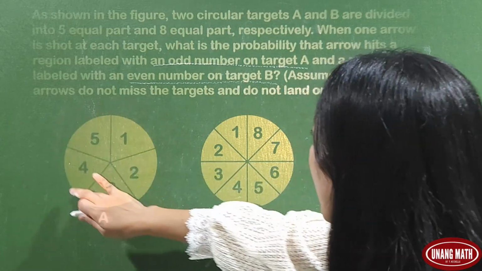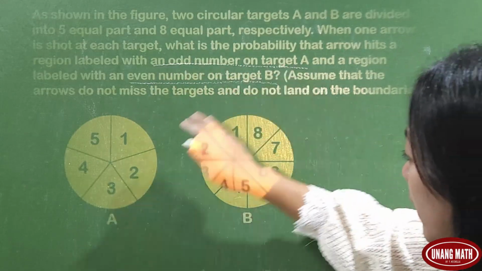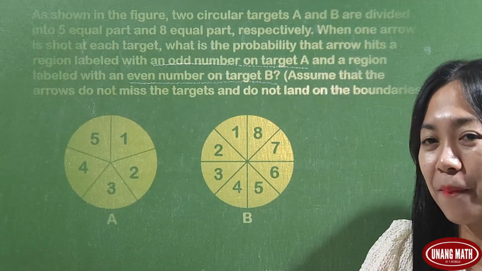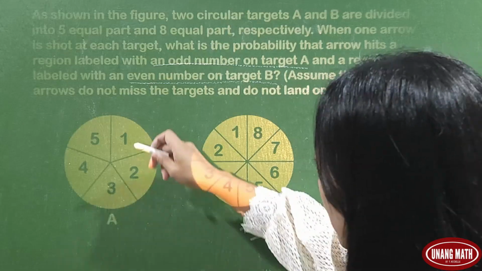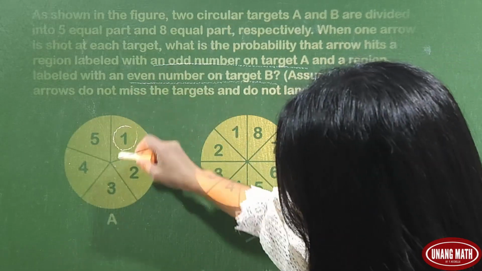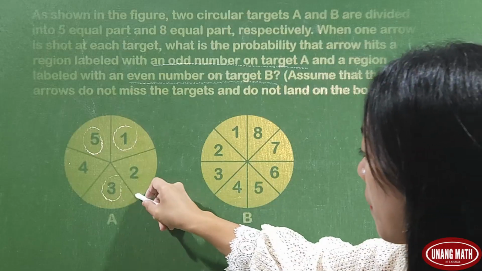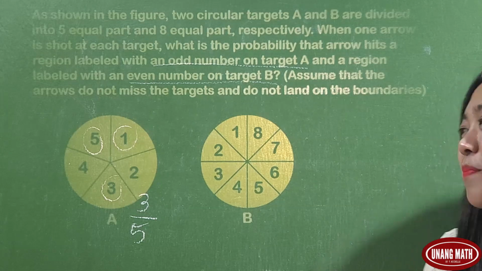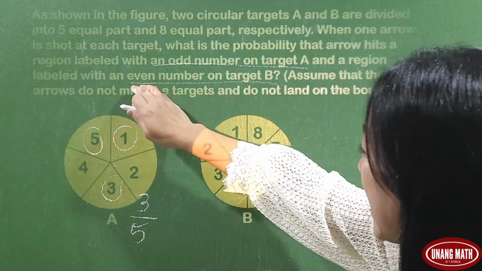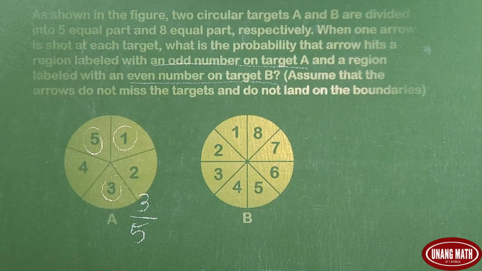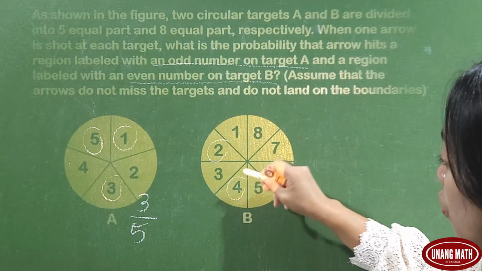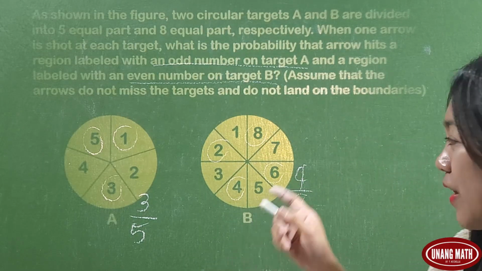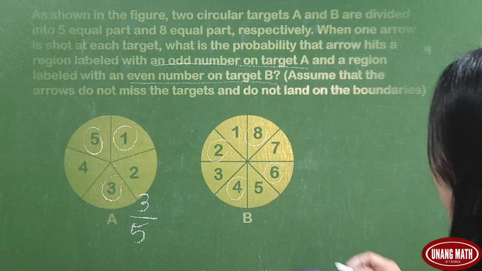So here on target A, odd number on target A. So this target is divided into 5 equal regions or parts. If it's an odd number, then we have here 1, 3, and 5. So probability is 3 out of 5 or 3 over 5. What about on target B? Even number on this target. So if it's an even number, we have 2, 4, 6, and 8. So this is 4 over 8. And if we are going to simplify, this is 1/2.